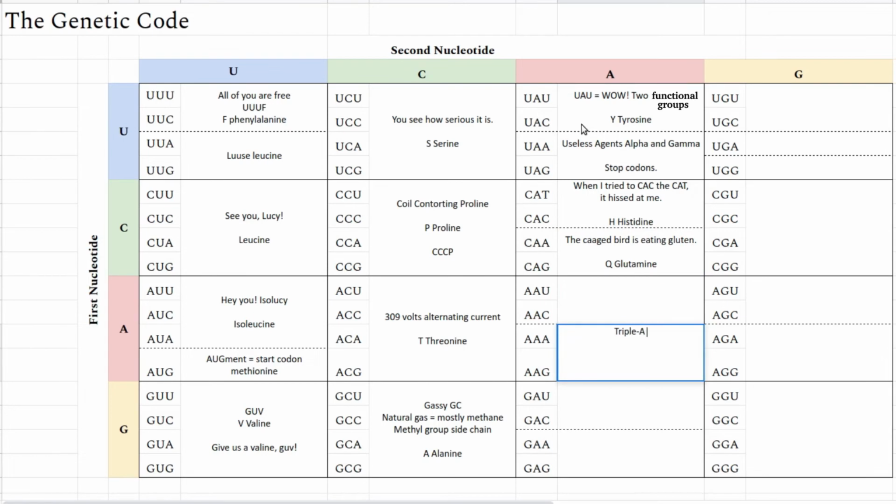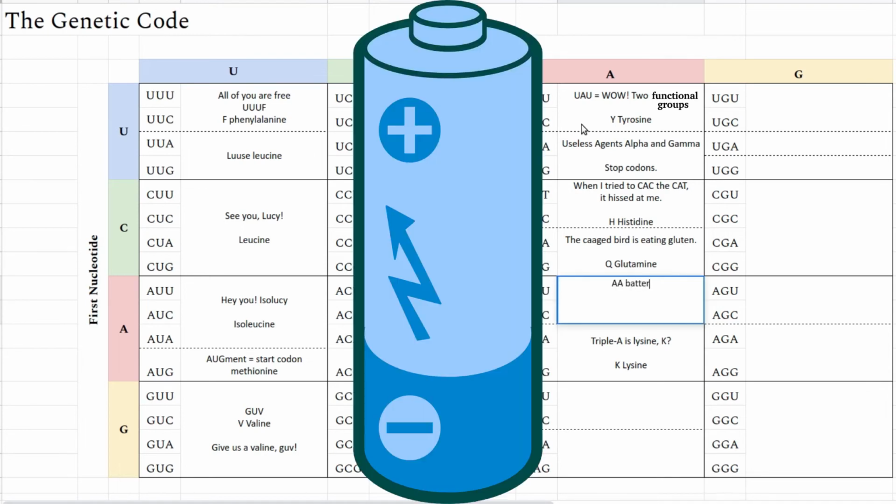AAA is lysine, K. K is the letter code for lysine. Remember, this is a half block. The other AA half block, think of the negative terminal of a AA battery. Negative is N is asparagine.